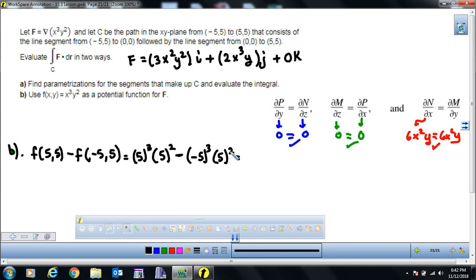That is going to be, I don't know, 125 times 25, which is 3,125. This is -125 times 25, so minus -3,125, which is 6,250. That's the value of the integral.